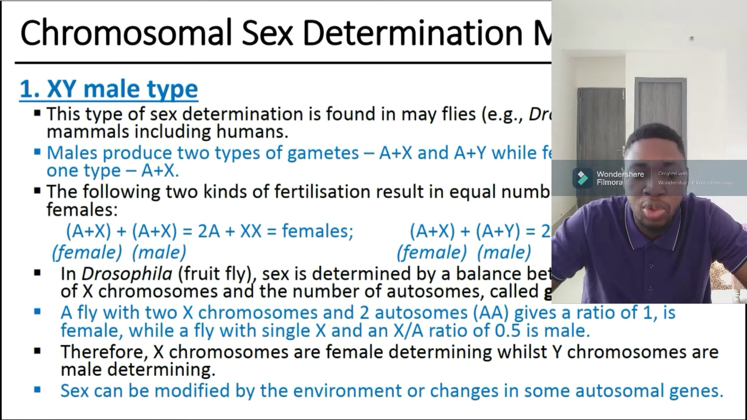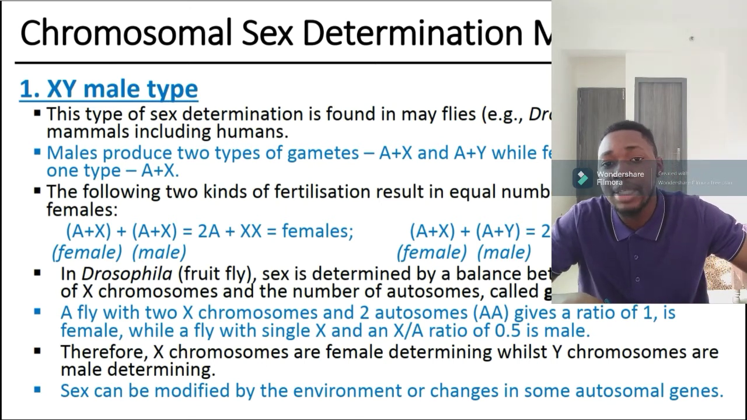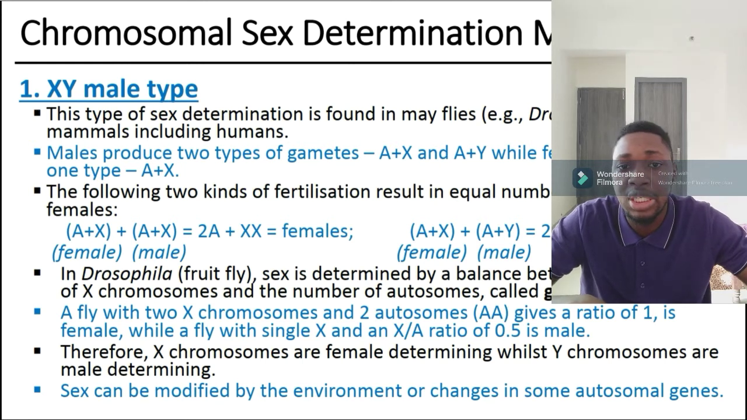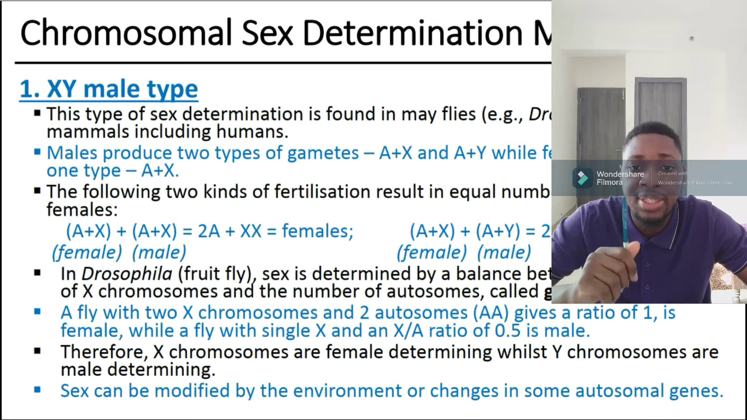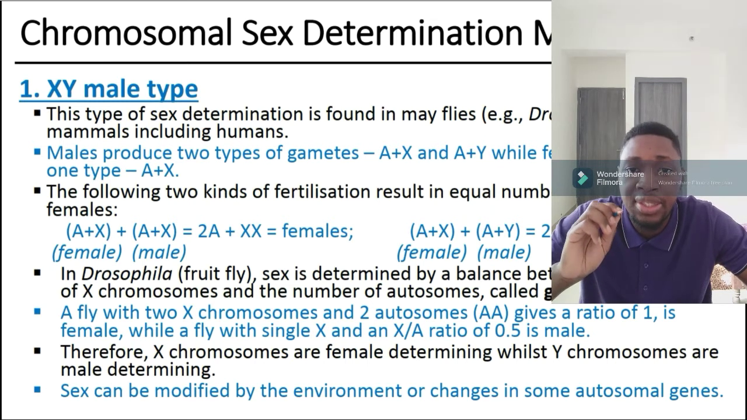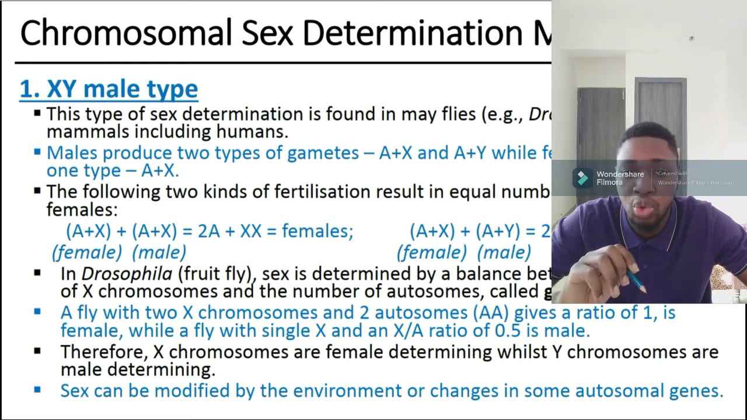We move on. Chromosomal sex determination mechanism. Now we want to talk about the mechanism of sex determination, whereby we will be talking about chromosomes. Before I said, in sex, the chromosomes we are only interested in are the X and the Y chromosomes, whereby the X denotes the females and the Y denotes the males.